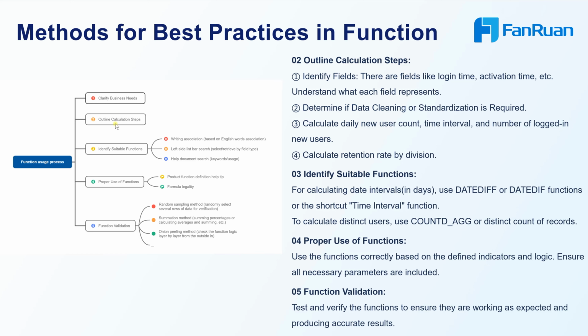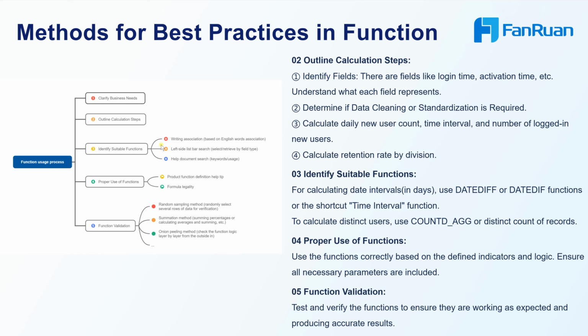Step 2. Outline calculation steps. Once we've defined the business needs, we need to break down the steps. What should be calculated first? What should follow? Each step should be clearly defined, so we know exactly how to proceed and what functions we need. For example, if we want to count new users, we should choose an appropriate counting function, or if we're dealing with time intervals, we should select the correct function based on the steps.